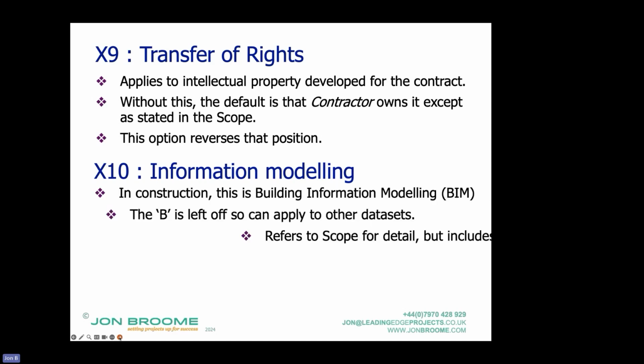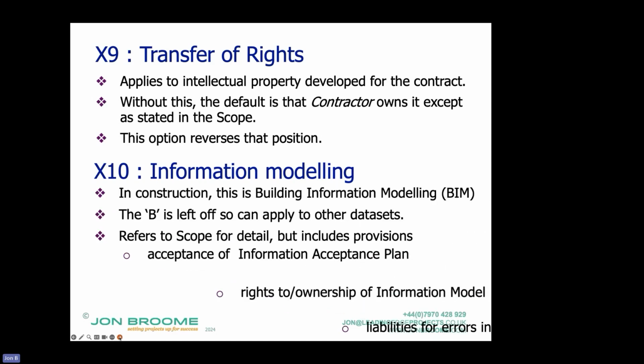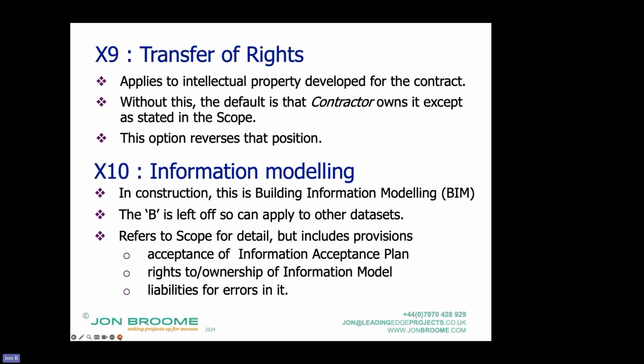Information modeling. In construction, this is building information modeling. Why the B? The B is left off because you have all sorts of data sets in the wider world. So I should have said, with undertakings to the client with this, one of the aims of the NEC 4 was to broaden the application of NEC, the contract, beyond just its traditional or established construction and heavy engineering set. So they changed some of the terminology, including, for instance, changing employer to client to make it broader.